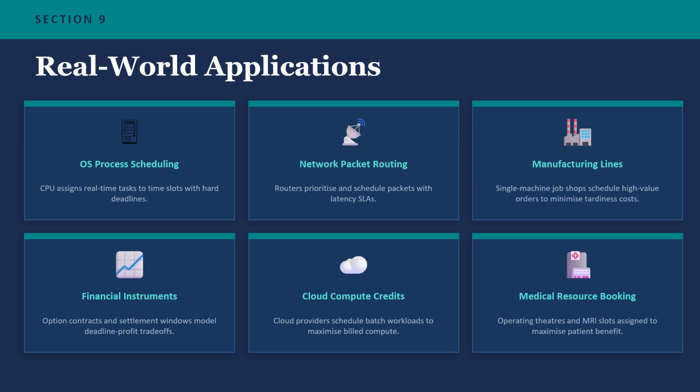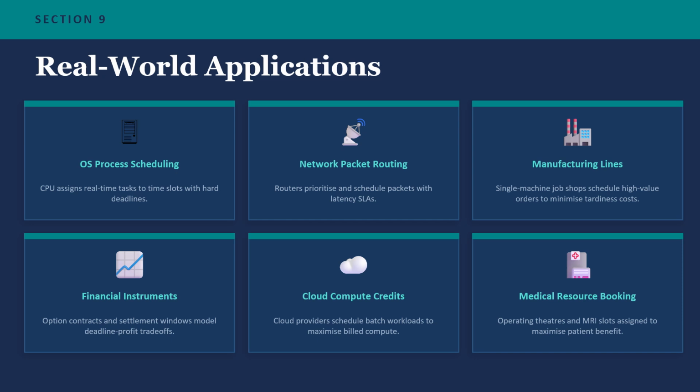Manufacturing lines schedule high-value orders on a single machine to minimize tardiness costs. In finance, option settlement windows and contract expiry dates model deadline, profit trade-offs that look identical to this problem. Cloud providers like AWS, Azure, and Google Cloud schedule batch workloads to maximize billed compute credits per time window.